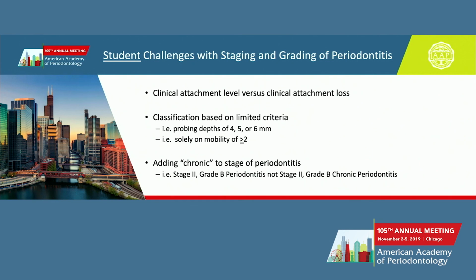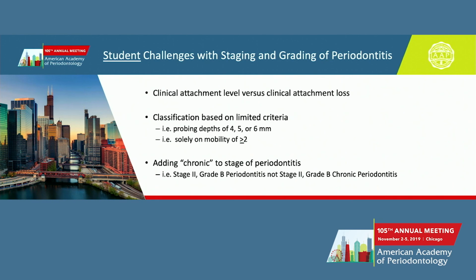Now, they've had challenges with clinical attachment level versus clinical attachment loss. Sometimes they focused in only on one criterion, 4, 5, 6 millimeter probing depths or mobilities. They just look at one thing, and that's the issue, the shades of gray with this, and that they need to look at everything to come up with the appropriate classification.